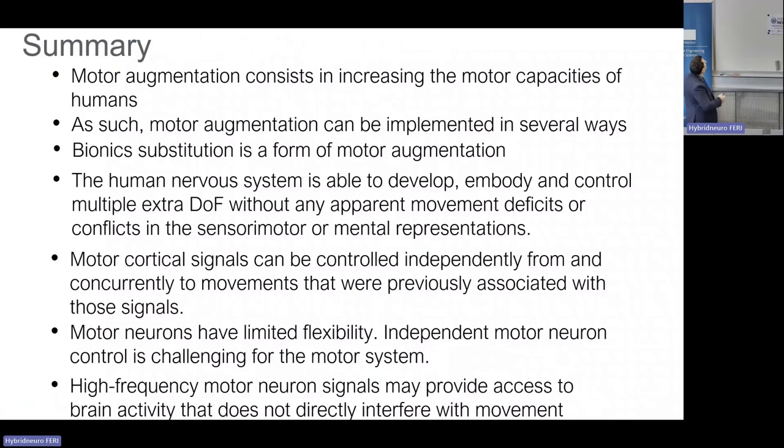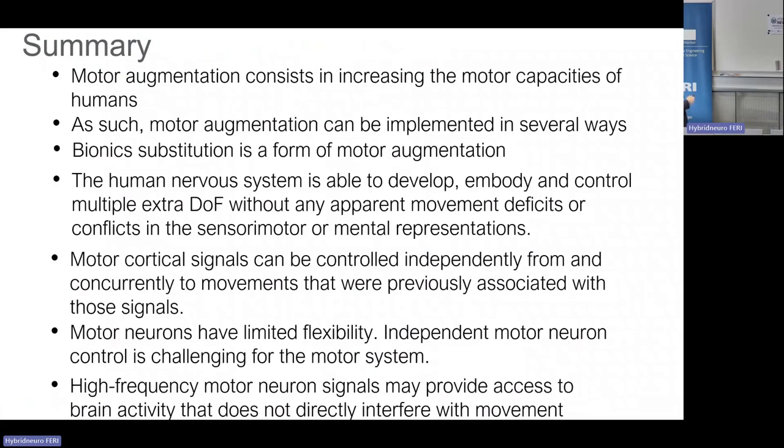Okay, I think we have finished. This is a summary. We are recovering a few minutes. This is a summary of everything in this hour and a half of discussion on augmentation. So from the very beginning, we have discussed what motor augmentation is. I hope that this is one of the messages. It's very simple. Motor augmentation consists in increasing the motor capacities of humans.